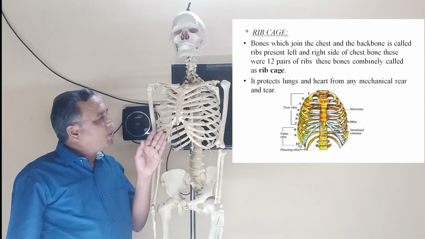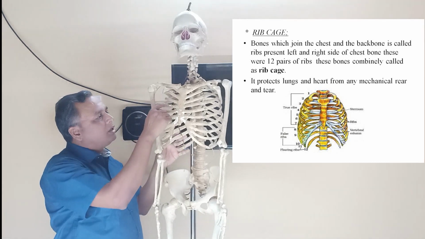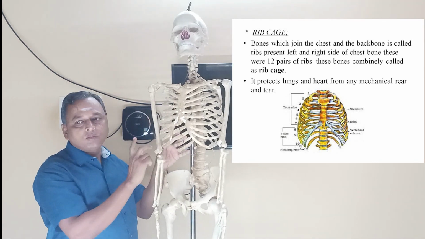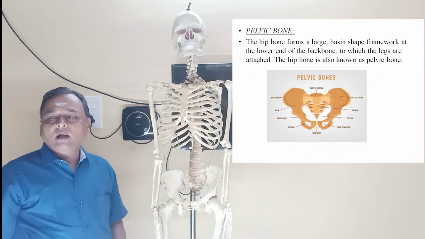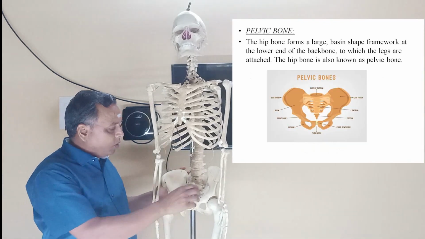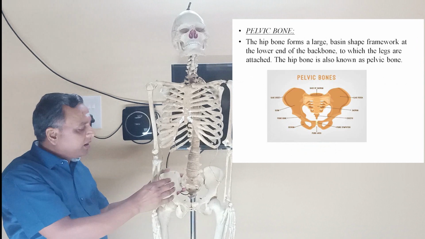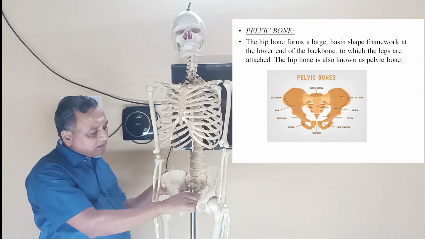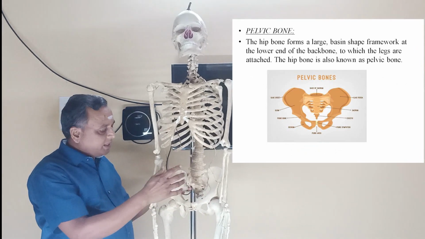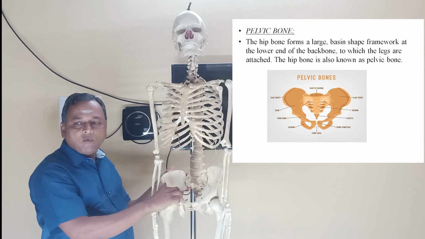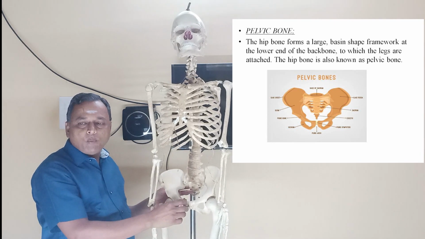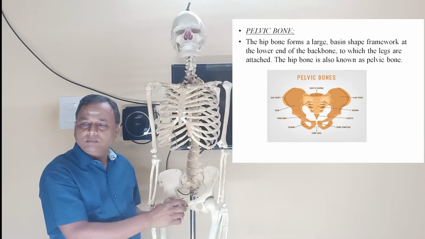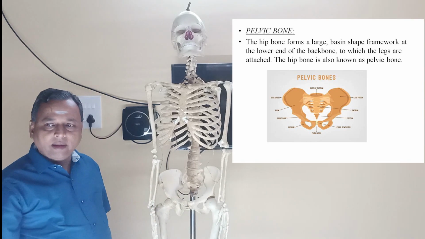And there are 12 pairs. You will be having 12 pairs of rib bones. And now we are going to see the pelvic bone, the hip bone. Actually, there are 3 types of bones. They join together, forming a big hip part, the pelvic bone, where it attaches with the leg.